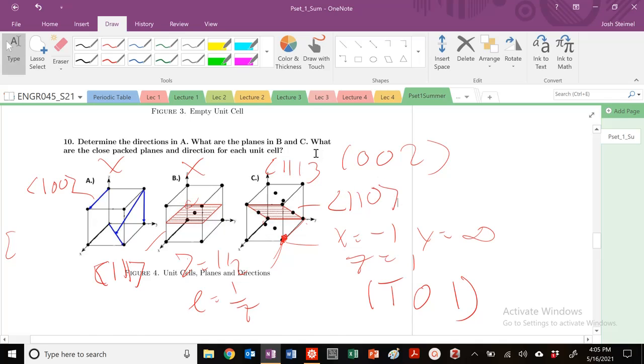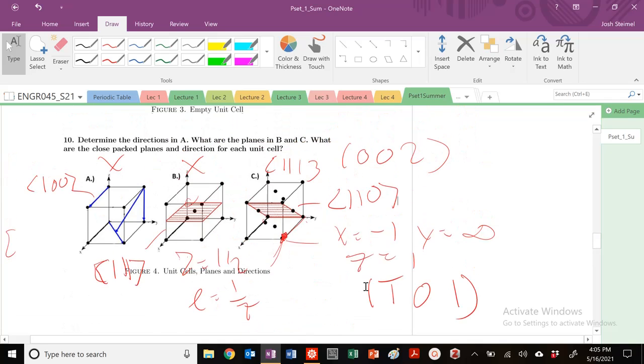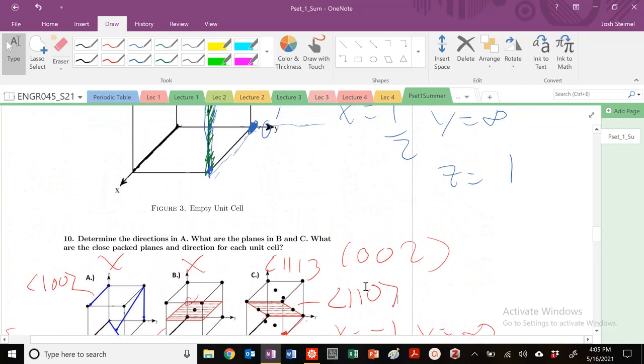The family. Great. Calculate the planar density for the plane in C. And also, what is the atomic packing factor for A? Is it a close packed structure? So planar density for C. Let's go ahead and calculate that out.